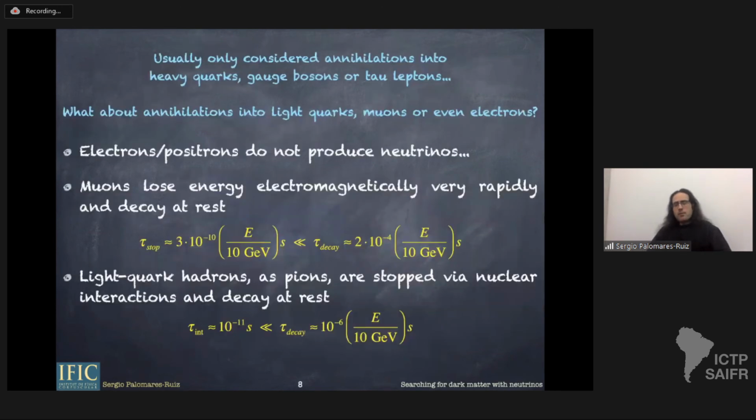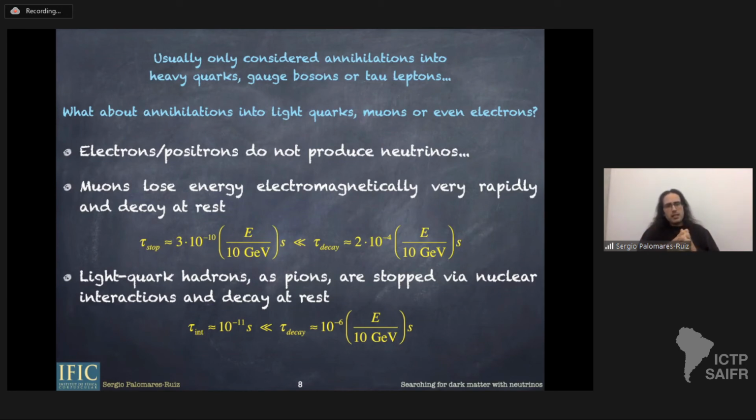Usually when we talk about these limits, we are talking about neutrinos with energies close to a fraction of the dark matter mass, and we usually only consider annihilations into heavy quarks, gauge bosons, or tau leptons. So what about annihilations into light quarks, muons, or even electrons? Why are they not usually considered?